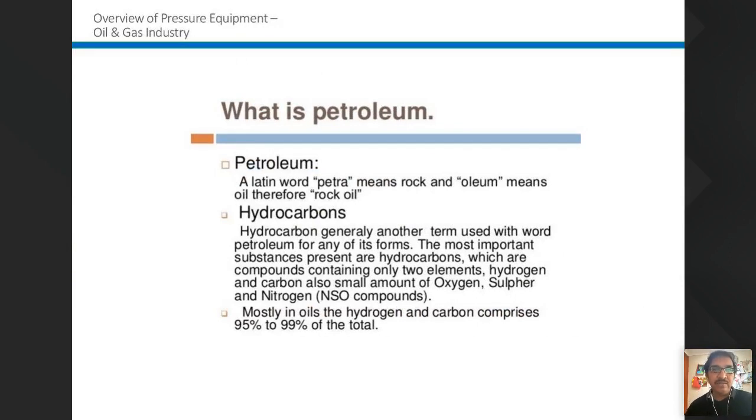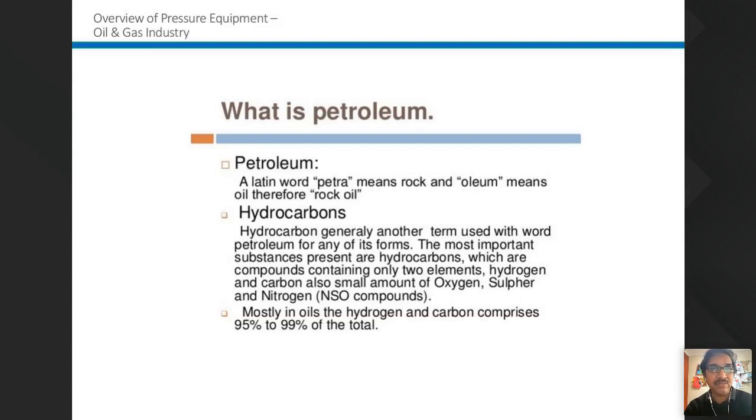Petroleum is derived from a Latin word. Petro means rock, oleum means oil, sorry. Therefore, petroleum stands for oil from rock or rock oil. And we always hear another word like hydrocarbon. Petroleum and hydrocarbon are essentially the same. Hydrocarbon is another word for petroleum in any form.